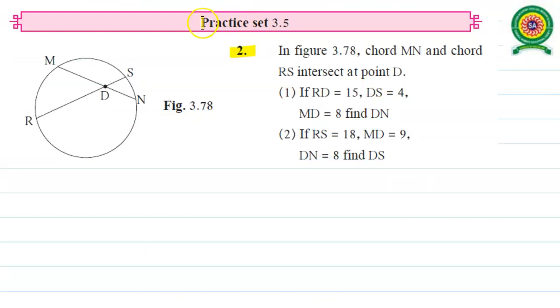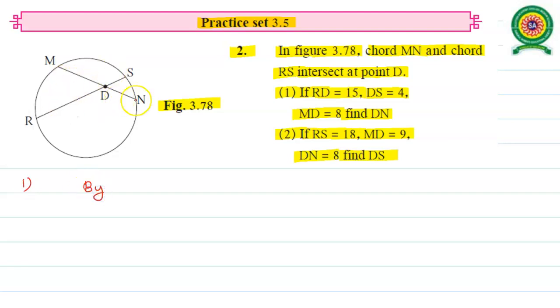Look at the second question from practice set 3.5. In figure 3.78, chord MN and chord RS intersect at point D. In the first sub question, if RD equals 15, DS equals 4, MD equals 8, find DN. In the second sub question, RS equals 18, MD equals 9, DN equals 8, then find DS. Now look at the first sub question.